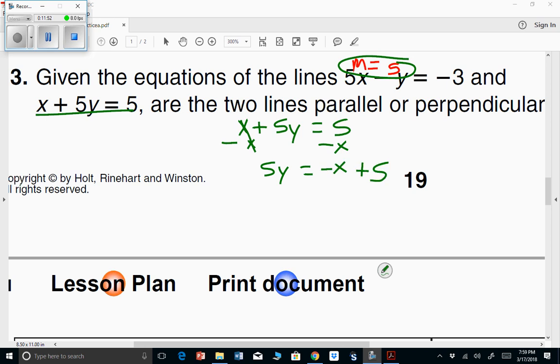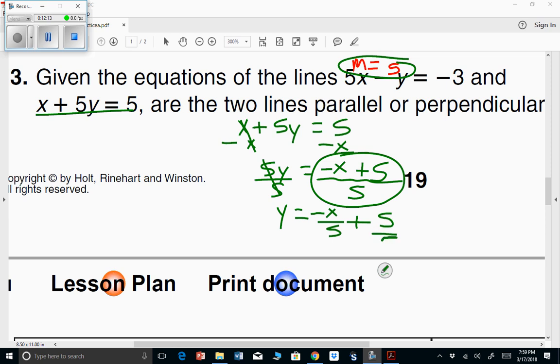Remember, I like that x term first. Now we have to divide both sides by 5. We have to divide the entire side by 5. That leaves us with y equals, and remember, we have to split this thing up. So that's negative x over 5 plus 5 over 5, which equals, move that over here.